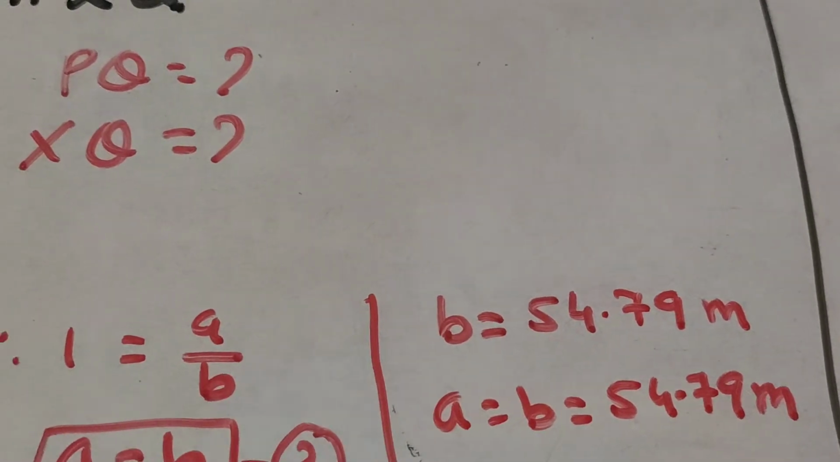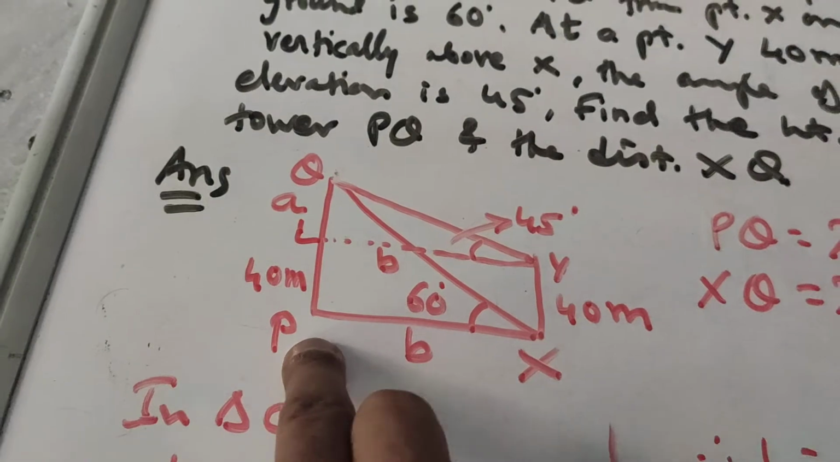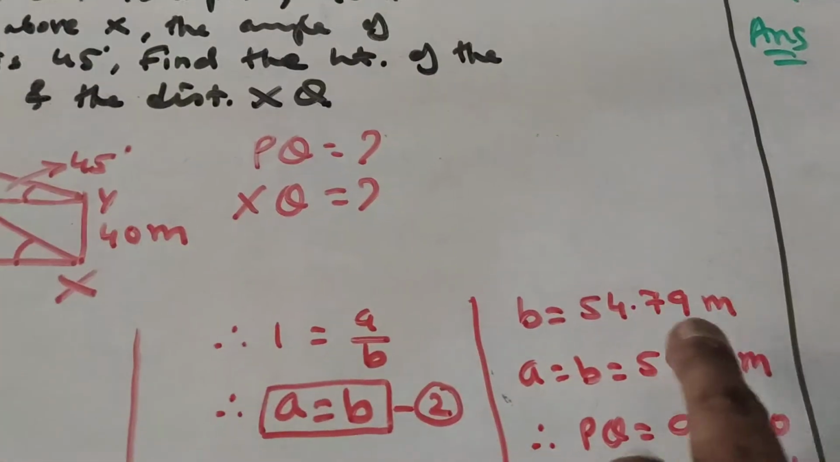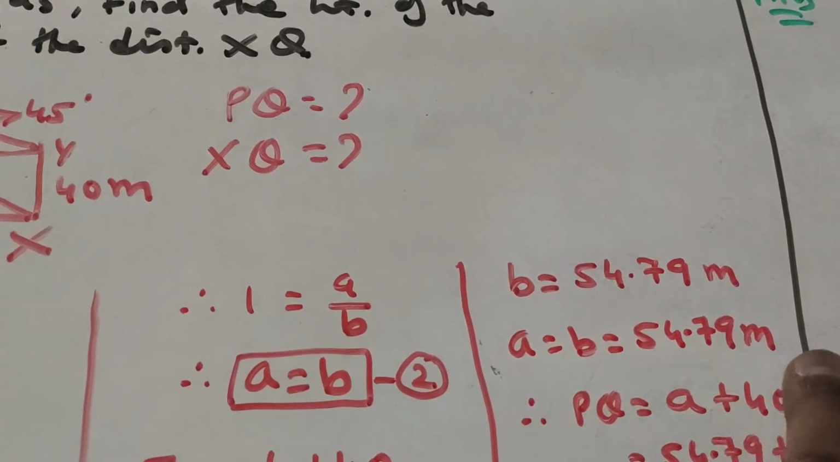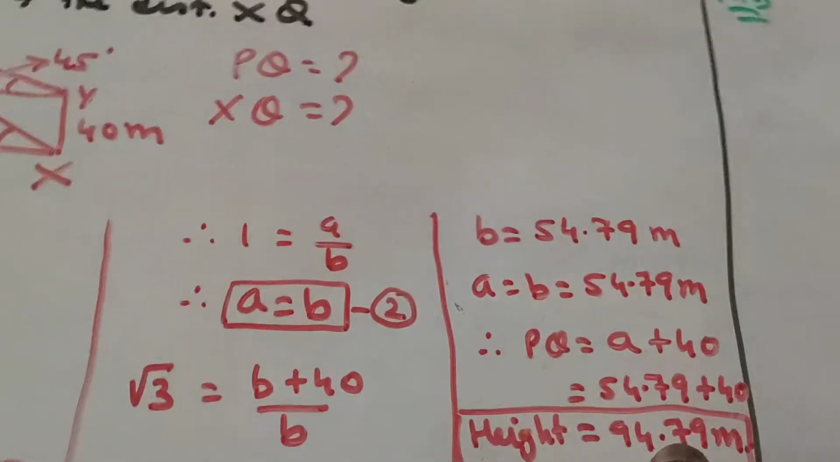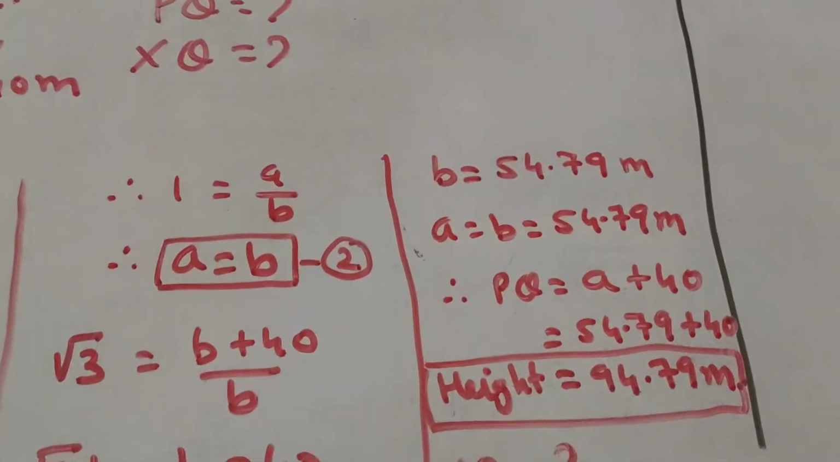So we got B. The distance between these two points, that is the base of the tower P and X, is B, that is 54.79. But our sum is not over. A is equal to B, which is 54.79. We have to find the height of the tower. So the height of the tower is A plus 40. What is A? 54.79 plus 40. We get 94.79 meters. So that is the height of the tower.